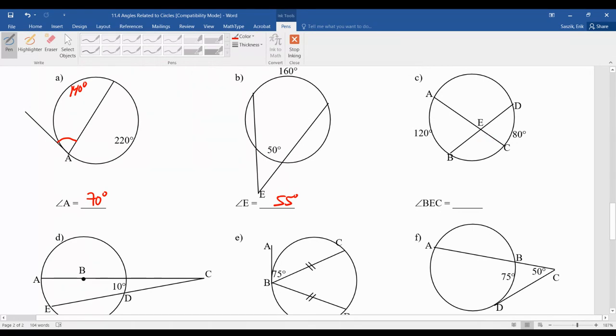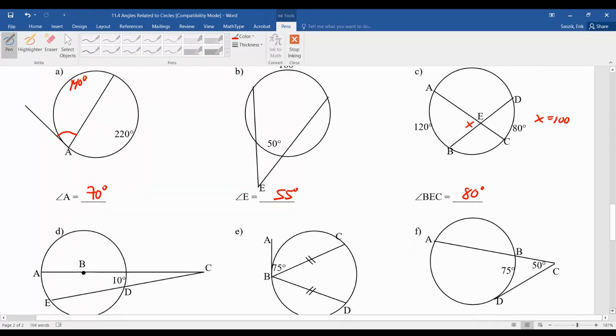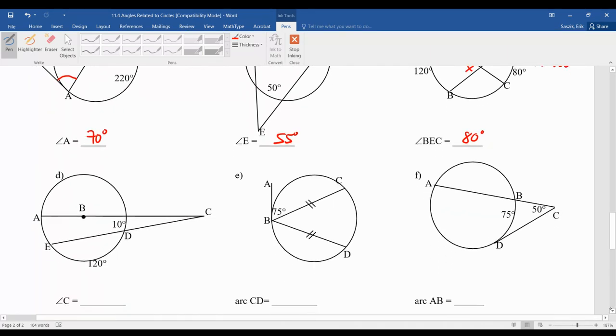Angle BEC, right in here. Well, I'm not going to worry about that yet. Let's find this first. That's a chord angle, half the sum. Obviously, X is going to be 100 degrees because 120 plus 80 over 2. And then, of course, BEC is supplementary to that. Hoping that this is pretty simple.